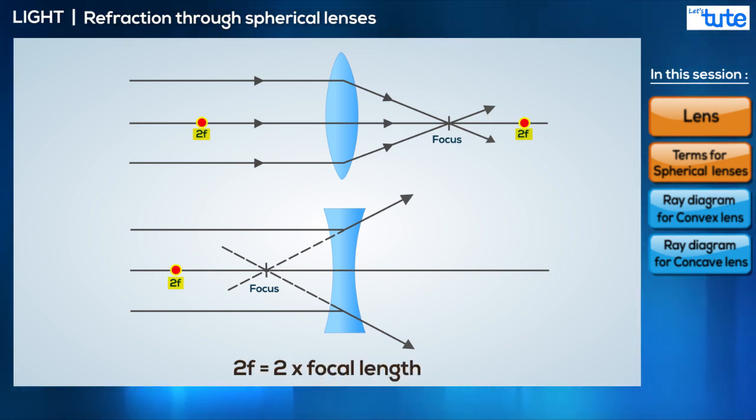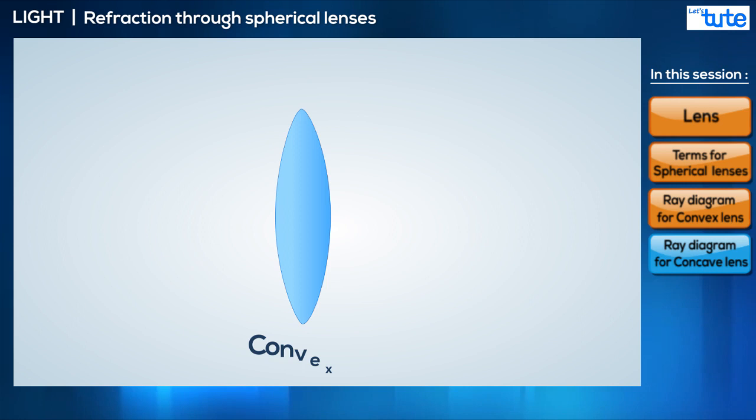This point is equivalent to the center of the curvature of the spherical mirror. Now that we know this, we can look at some ray diagrams. Let's first look at the convex lens.